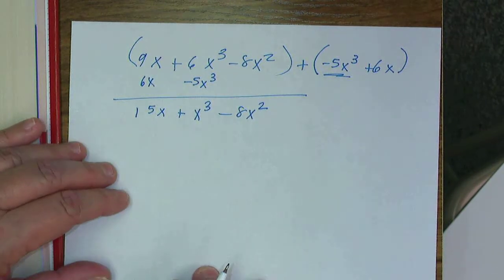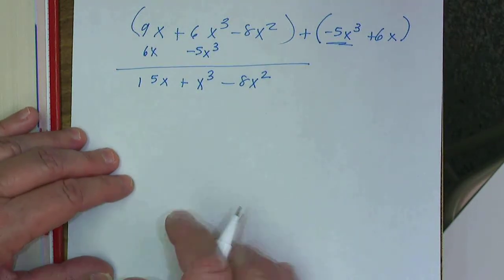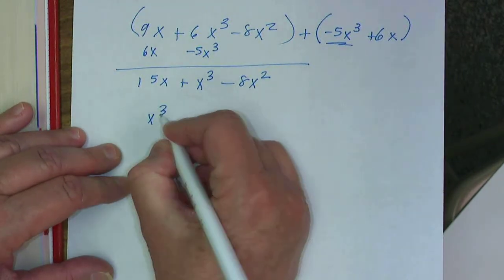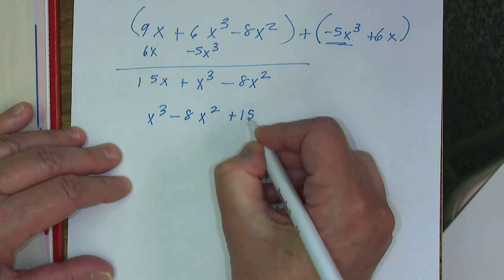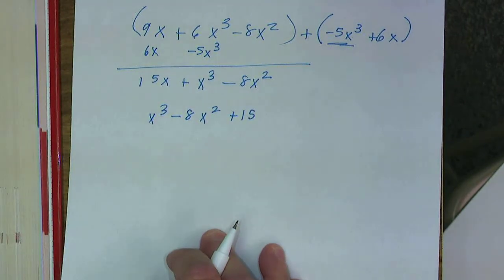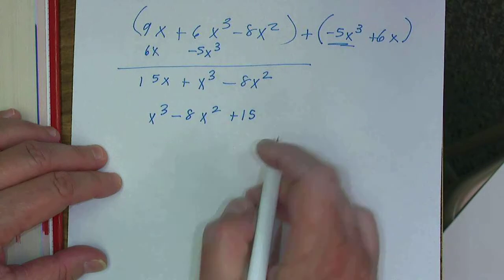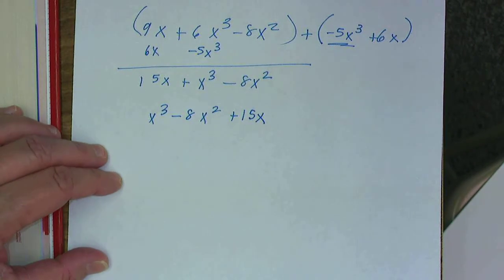We generally want to put this in the correct order, so this term would come first, the x cubed term, then the x squared term, and then the constant. So x cubed minus 8x squared plus 15x. Make sure you copy it correctly.